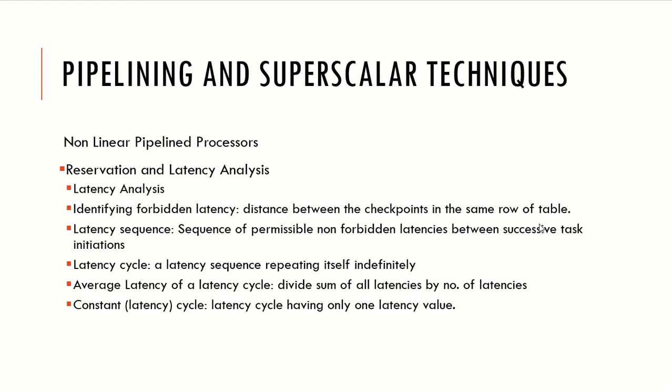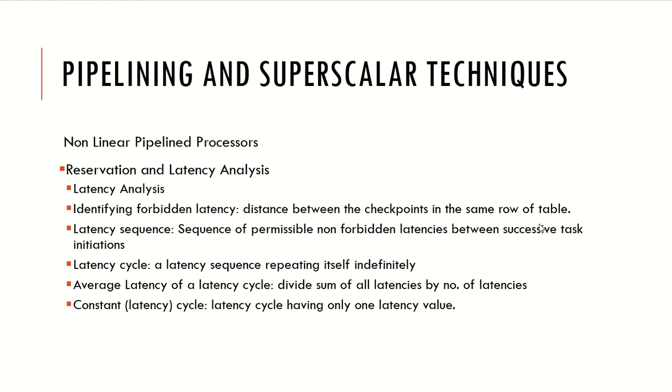Moving on, a latency cycle is a latency sequence which is found to repeat itself indefinitely. If a particular latency sequence repeats itself indefinite times, such a latency sequence is called a latency cycle. The average latency is nothing but taking the sum of the sequence of permissible latencies and then finding its average. It will be the average latency.